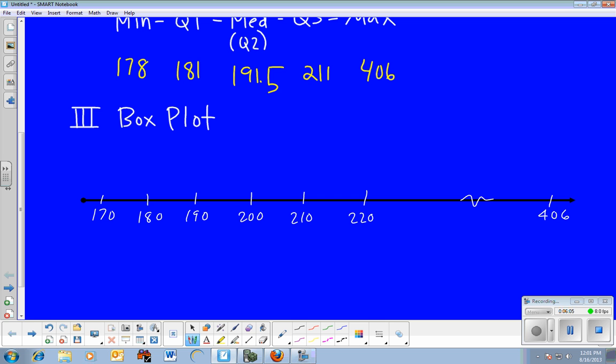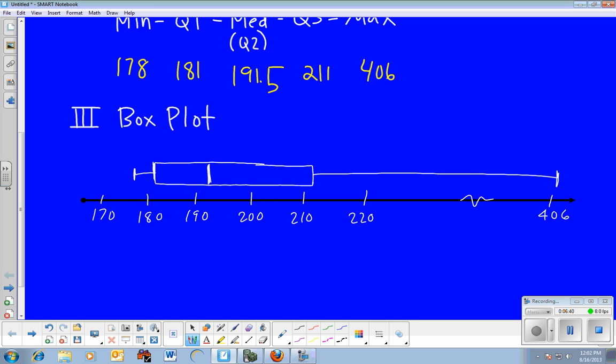Okay, so box and whisker, or box plot. At the quartiles, at 181, which is about right here, and at 211, which is about here, we're going to draw a box. At the median, 191.5, about here, we've got a line through the box. And then the whiskers, so to speak, go out to the minimum and the maximum, like that. Okay, so there's a simple box plot.